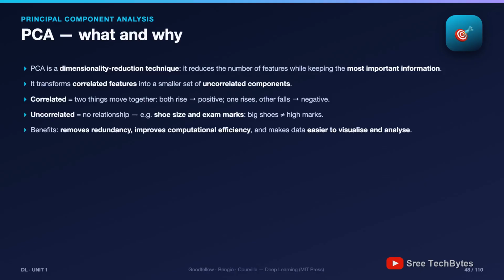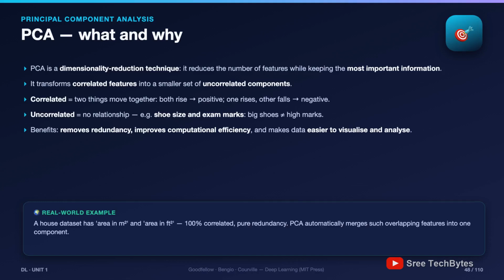Why do we want this? Picture a housing dataset with area in square meters and area in square feet. 100% correlated, pure redundancy. One of them is dead weight. PCA automatically merges overlapping features like that. The benefits: less redundancy, faster computation, easier visualization. Now let me show you how it pulls this off.